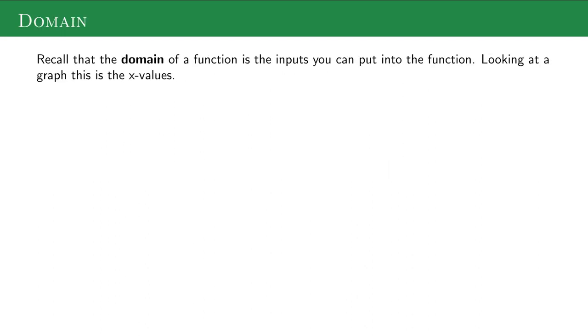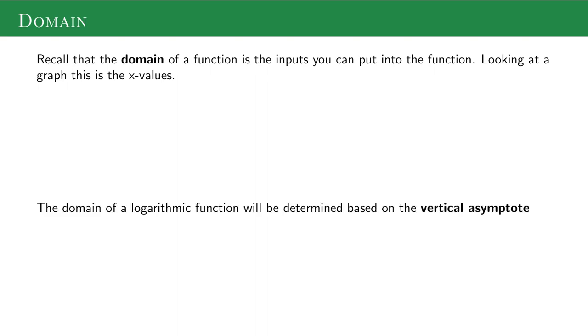The domain of a function is the inputs you can put into your function, and that's going to be the x values on your graph. The domain of the log is the more complicated one. It's going to be dependent on that vertical asymptote.